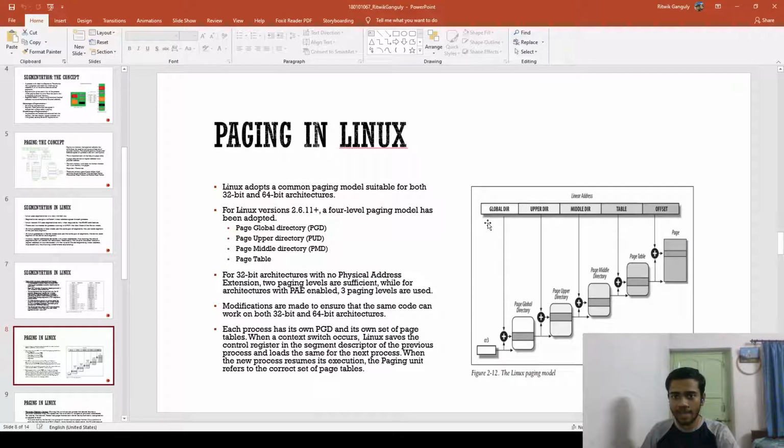The structure is such that a page global directory, PGD, will contain multiple page upper directories, which in turn will contain multiple page middle directories, which in turn will actually contain a set of page tables. And at the end, each page table will map to the frames of the physical space. So that is it. Each process has its own PGD and its own set of page tables. When a context switch occurs, Linux saves the control register in the segment descriptor of the previous process and loads the same for the next process. This is basically the Linux paging model.